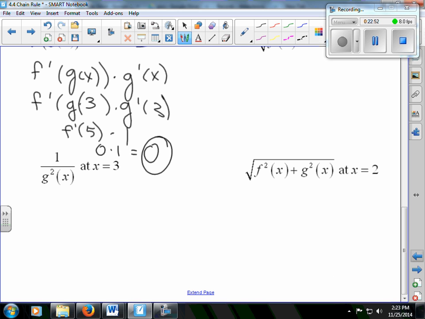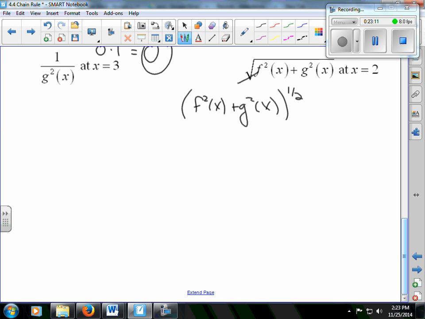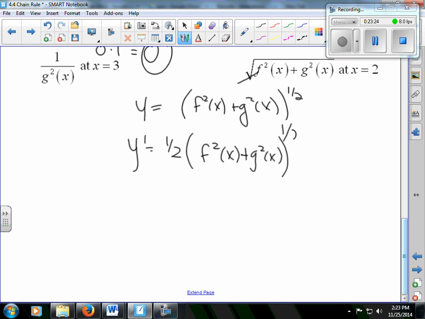The way that we do the rest of these is to use the chain rule. Let me just jump to this last one right here with the square root. This is f squared plus g squared to the 1/2 power. And so if I were to take the derivative of this function, then I do the derivative of the outside first. Keep the inside the same. Now, don't forget to do your power rule. So 1/2 to the negative 1/2. Now multiply by the derivative of the inside.